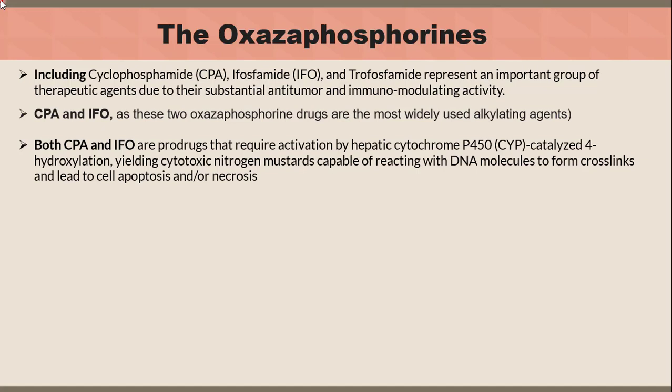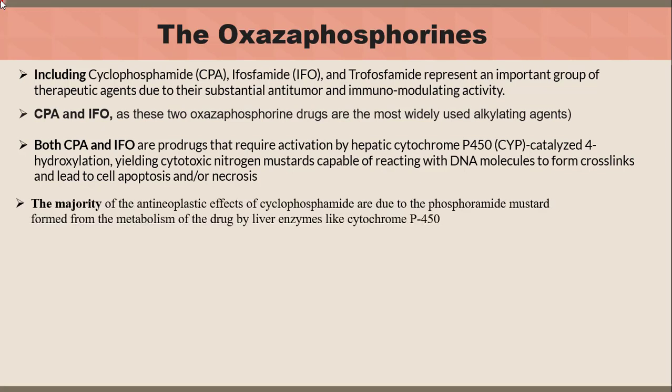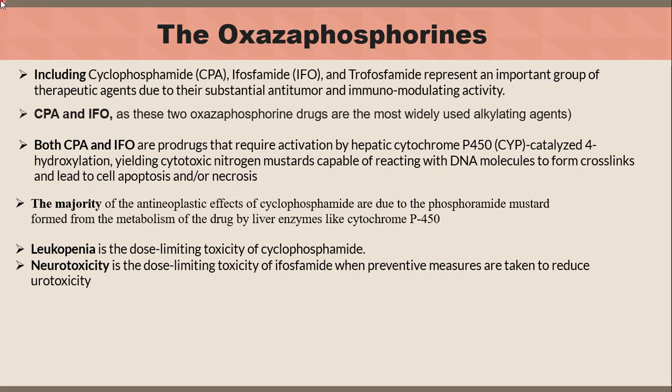Both cyclophosphamide and ifosfamide are prodrugs that require activation by hepatic cytochrome P450-catalyzed hydroxylation, yielding cytotoxic nitrogen mustard capable of reacting with DNA molecules to form crosslinks and lead to cell apoptosis and necrosis. The majority of anti-neoplastic effects of cyclophosphamide are due to phosphoramide mustard formed from metabolism of the drug by liver enzymes like cytochrome P450. Leukopenia is the dose-limiting toxicity of cyclophosphamide, and neurotoxicity is the dose-limiting toxicity of ifosfamide when preventive measures are taken to reduce urotoxicity.